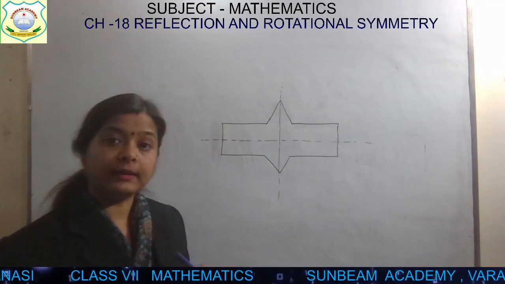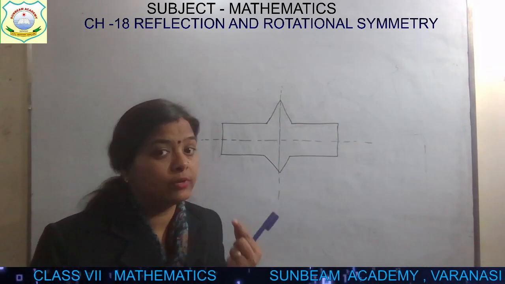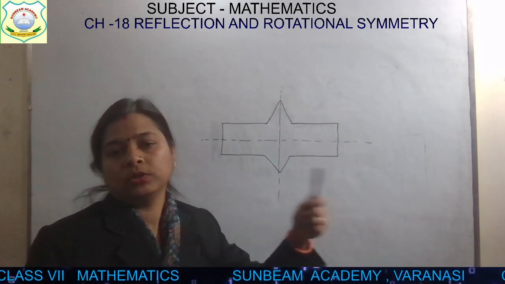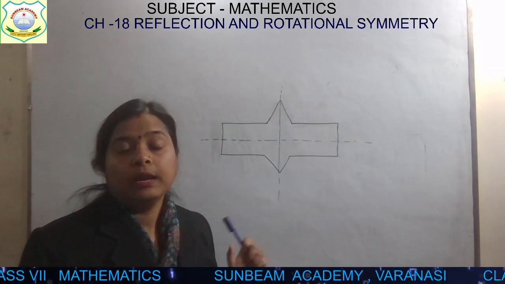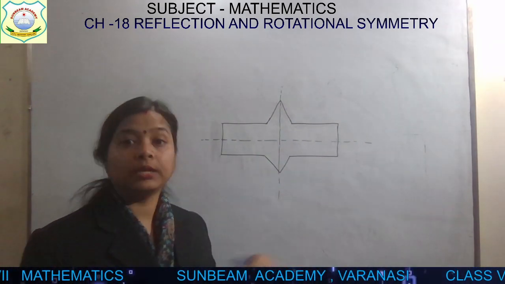जब भी कोई rectangle का shape आपको दिख जाए तो you just see it very carefully. It will have a line of symmetry in vertical as well as in horizontal direction. दोनों तरफ होगा, ठीक है? Now come to the order of rotational symmetry. अब इसको rotate करिए. Rotational symmetry कितनी है इसको?